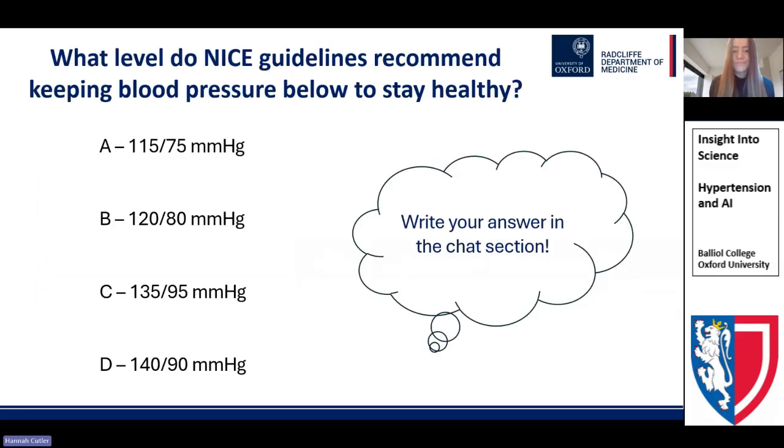So, a quick question for everyone. What level do you think that the National Institute for Care and Excellence guidelines recommend for keeping blood pressure below to stay healthy in general? So, do you think it's A, 115 over 75 millimeters of mercury, B, 120 over 80 millimeters of mercury, C, 135 over 95 millimeters of mercury, or D, 140 over 90 millimeters of mercury? So, I want you to put your answers in the chat. And what do you think to stay healthy?